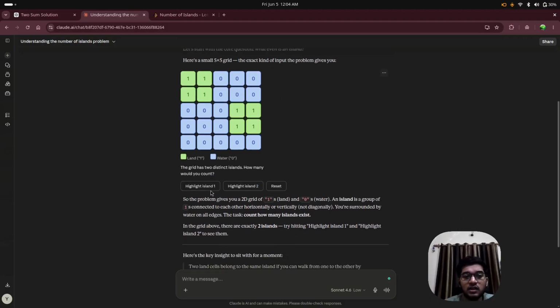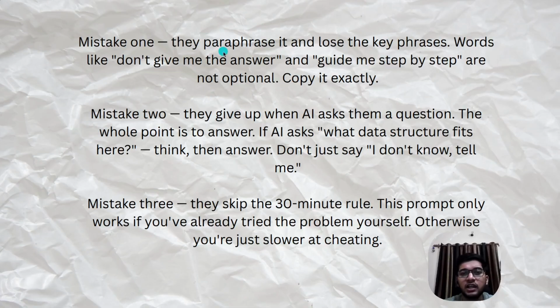But still, there are some common mistakes that people make. There are 3 common mistakes even after learning this prompt. Mistake 1, they paraphrase it and lose the key phrase. Words like "don't give me the answer" and "guide me step by step" are not optional. We have to copy it exactly.